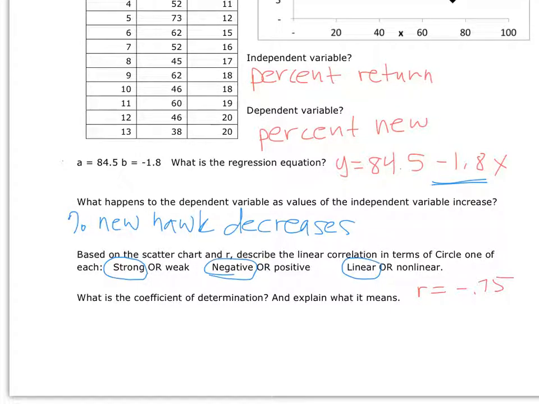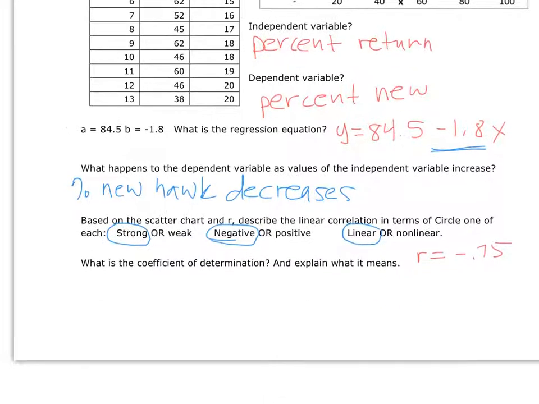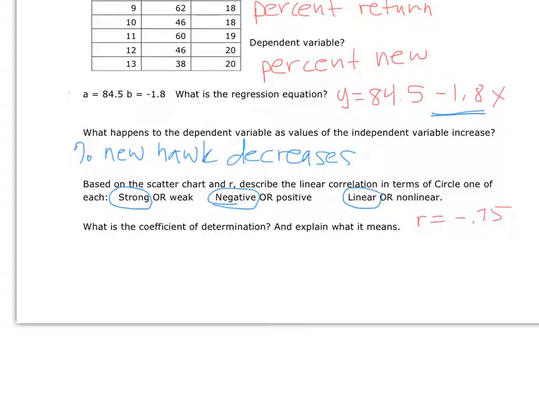All right, coefficient of determination. Given R, we can calculate R squared. That's the coefficient of determination. So we take that negative 0.75 and square it, which gives us 0.5625. Rounding to 2 places and writing it as a percentage, we get 56%.